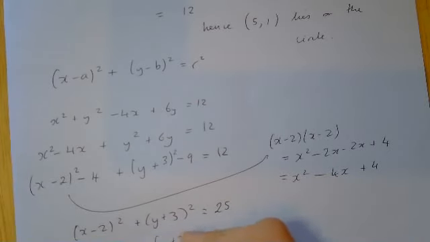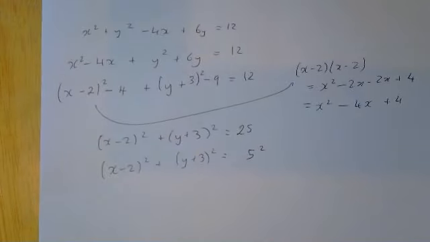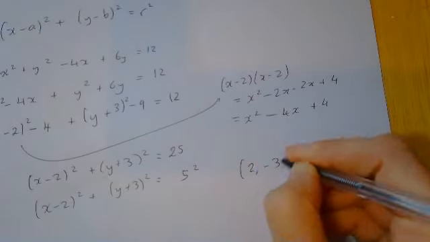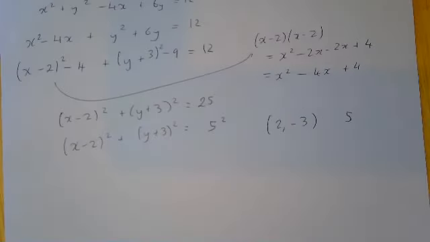Add on a 4, which is 16. Add on a 9. Oh, it's 25. It's a square number. Yay, good. Right, so what's the centre of the circle then? The centre is 2, minus 3. And the radius is 5. Once it's in that form, you can just read them off. And that was 5 marks, believe it or not.